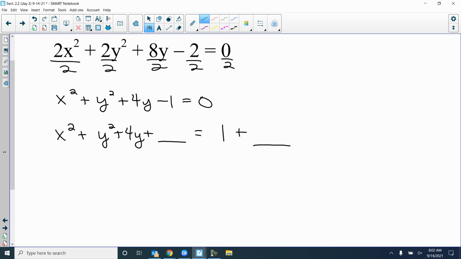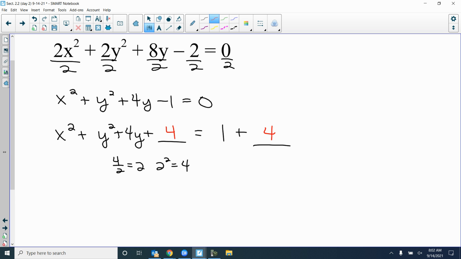Complete your square there. Y squared plus 4y plus, take half of 4, which is 2, square gives us, what'd you say? 5? Oh, over when you're done over there, but this will be a 4 right here. Because you're going to take half of 4, which is 2. 2 squared is 4, and so that gives me a 4.